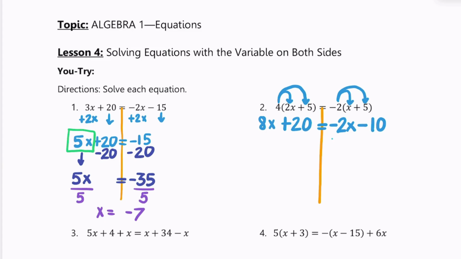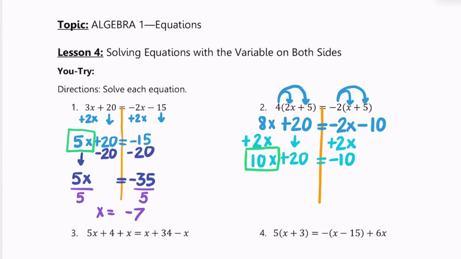How I'm going to move it is I'm going to do the opposite since it's going over, and I'm going to add 2x. And I'm going to make sure I align it nice and neatly with the other x term. Sometimes people like to draw a line here, totally up to you. 8x plus 2x will give us 10x. We're going to bring down that plus 20, and we'll bring down that negative 10. We're going to put that 10x in a box.